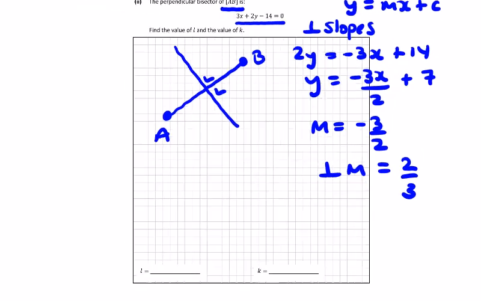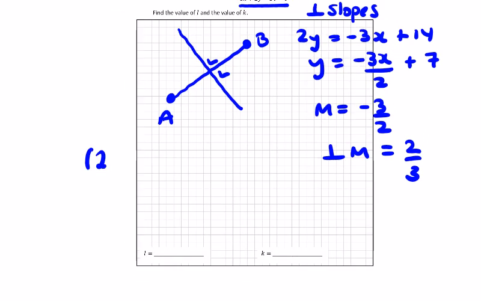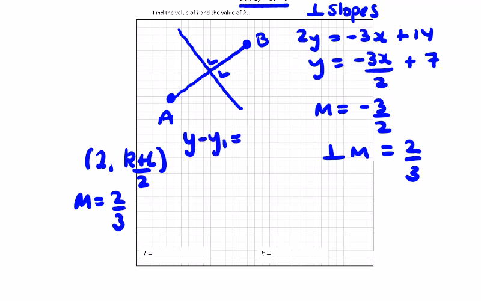Two and (k plus L) over 2. So the point 2 and (k plus L) over 2, and the slope of 2 over 3 could give us the equation of this line in terms of k and L. So y minus y1 equals m times x minus x1. So finding the equation of the line, we're going to get y minus (k plus L) over 2 is equal to 2 times x minus 2.